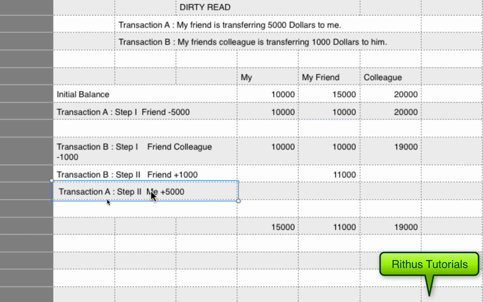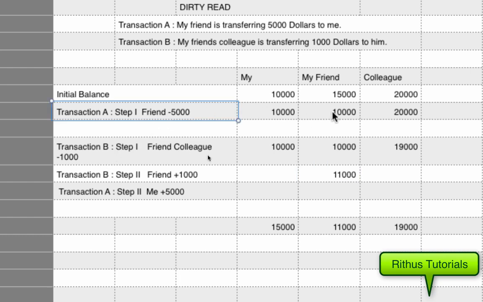There are steps remaining for that particular transaction. It's not really complete. If this step fails, probably this step would be rolled back. There are a lot of things that can happen. But what is happening is that transaction B is reading the value of my friend's account, which was stored by transaction A, and it's trying to update it to 11,000. And this is what is called a dirty read.